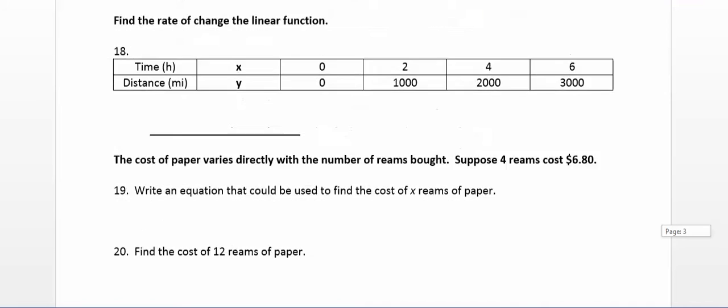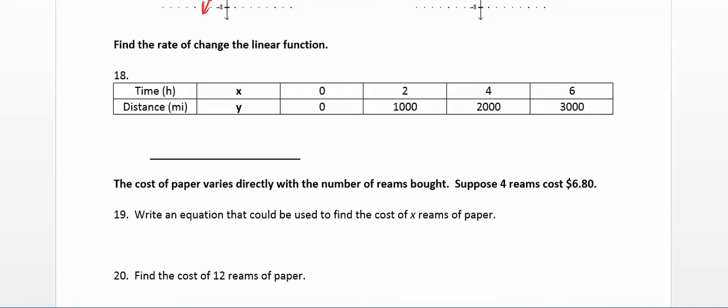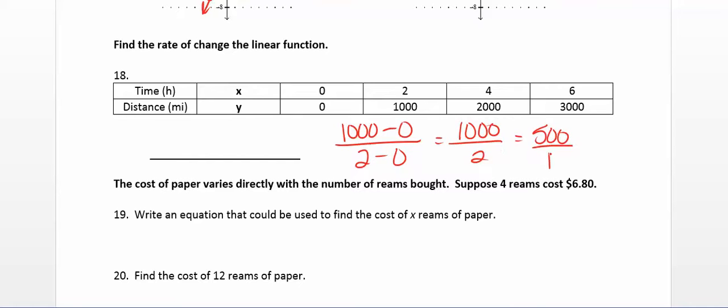18, 19, and 20 take us back to those earlier sections before we started talking about slope, where you were finding what's called a rate of change. And rate of change is essentially slope. So to find the rate of change of this function in the table, we're going to subtract any two y's we want. So I'll do 1,000 minus 0. Notice the y's here on the bottom, but in the rate of change formula, they go up top. Then I'm going to subtract the x's, 2 minus 0, on the bottom. So that gives me 1,000 over 2, or 500 over 1.